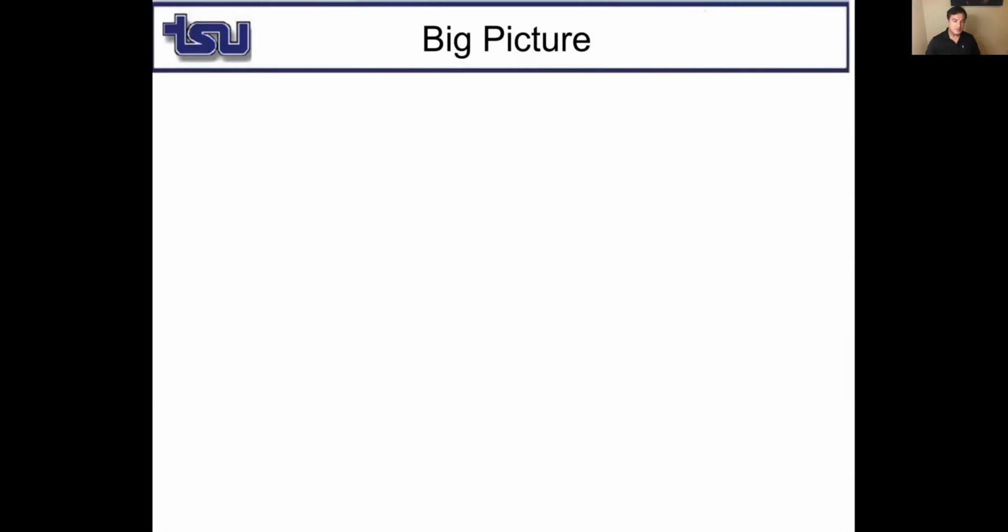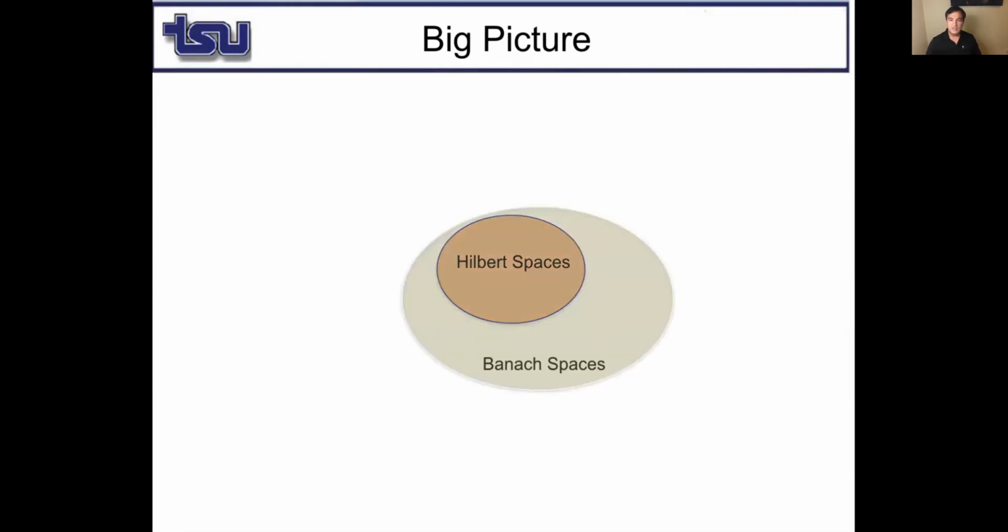So here is the first big picture that we are going to drive today. I must tell you that it may not be easy to find a lecture that gives that big picture in a single class time. So we'll talk about Hilbert spaces. Hilbert spaces are very well behaving spaces. And then we are going to introduce Banach spaces. We will show that every Hilbert space is actually a Banach space.